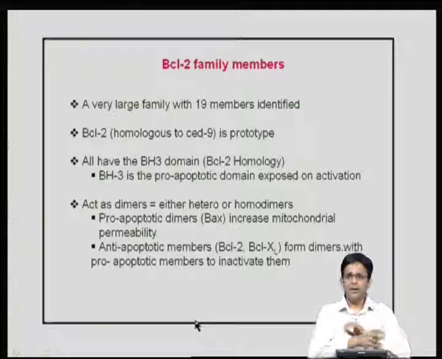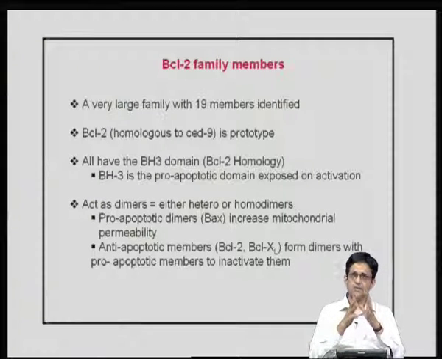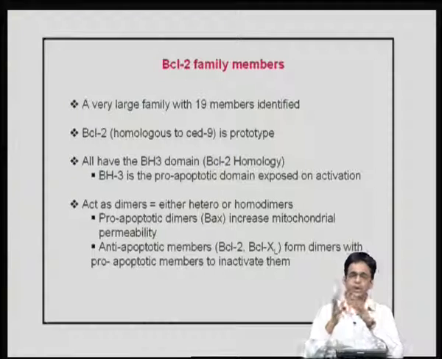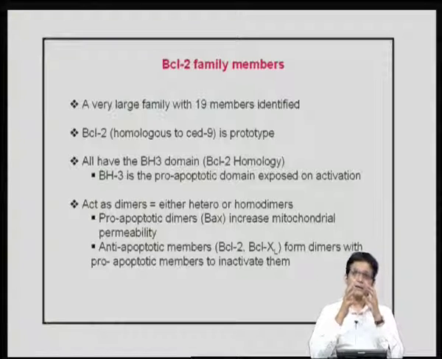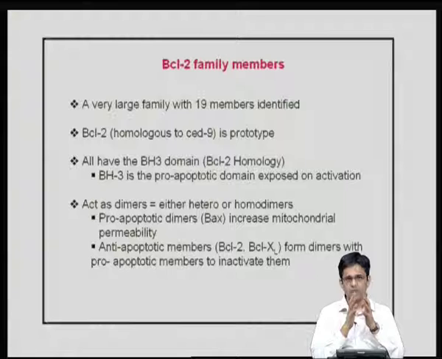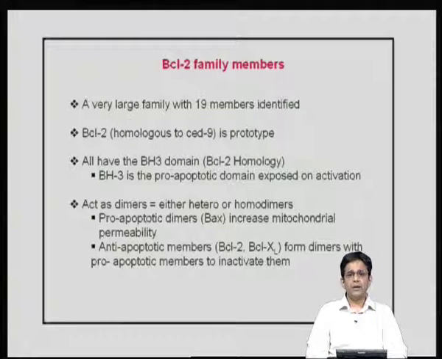Okay, now that we have talked about the surface receptors and ligands, we ought to look a little bit into the BCL2 family proteins, because I said the ratios of the proapoptotic and anti-apoptotic BCL family members play important roles. So one must be a little bit familiar with this. These are a large number of BCL family proteins, and BCL stands for B cell leukemia, because they were discovered from that source. Now there are several family members known, and BCL2 is homologous to CED9, which is present in C. elegans. What is interesting is that all have the BH3 domain, or BCL2 homology domain, and the BH3 is the proapoptotic domain exposed on activation.